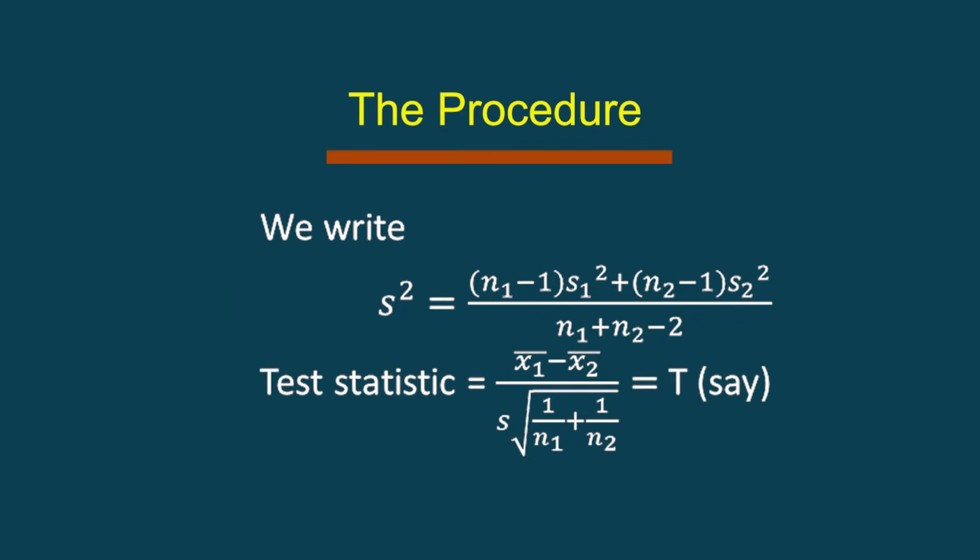The test statistic t is then denoted by x1 bar minus x2 bar in the numerator divided by s, that is the square root of s square, then root over 1 by n1 plus 1 by n2. We can show that this follows under H0 a t distribution with n1 plus n2 minus 2 degrees of freedom.